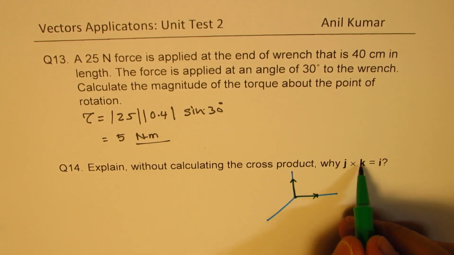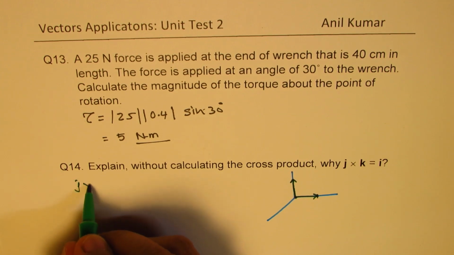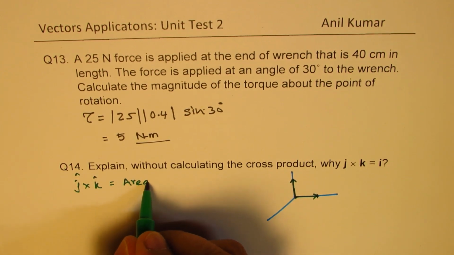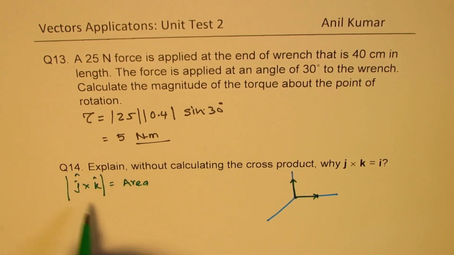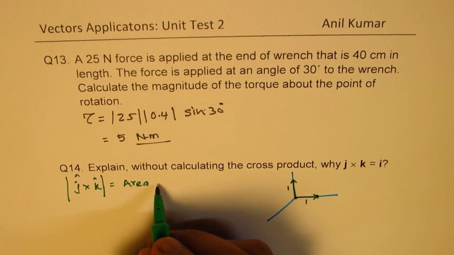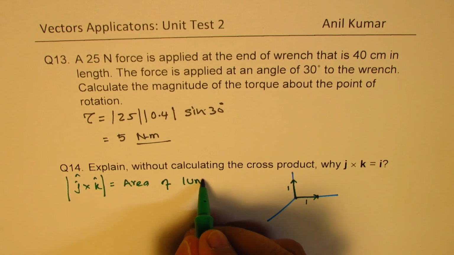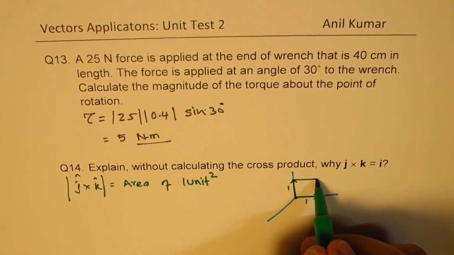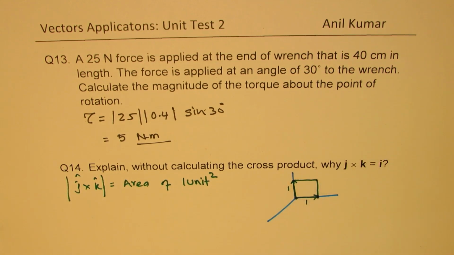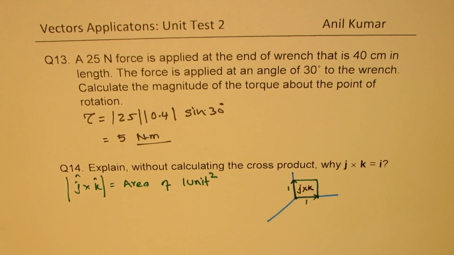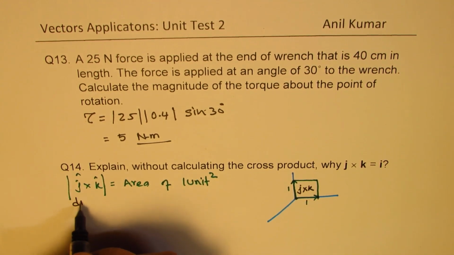So when we say j cross k, these are area. So the magnitude of j cross k is basically the area, right? Now both are 1 unit and 1 unit. So the area of a 1 unit square. Is that clear to you? So we kind of make a square here. So that is what j cross k is, right? Now how about the direction?